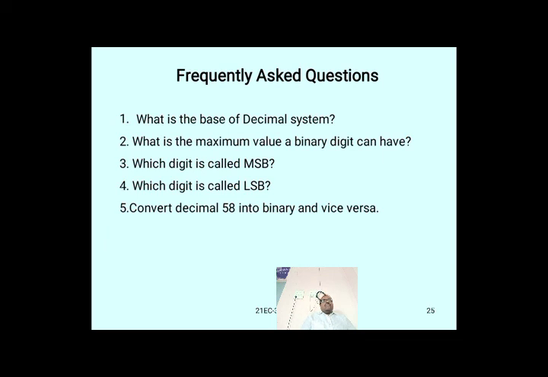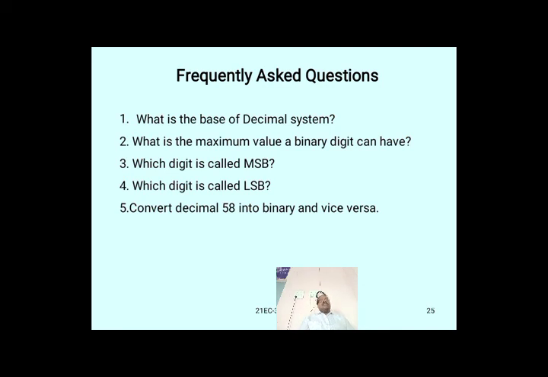Decimal number 58 into binary. 58 can be divided by 2. 2 2s are 4, 18, 2 9s are 18. We get the remainder 0. 2 1s are 2, 2 4s are 8. We get the remainder 1. 2 7s are 14. Remainder 0. 2 3s are 6. Remainder 1. 2 1s are 2. Remainder 1. 2 0s are 0. Remainder 1. 1 1 1 0 1 0. It is the value of decimal 58 in binary.